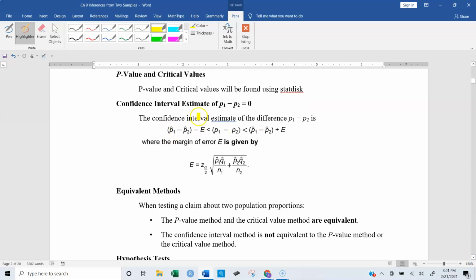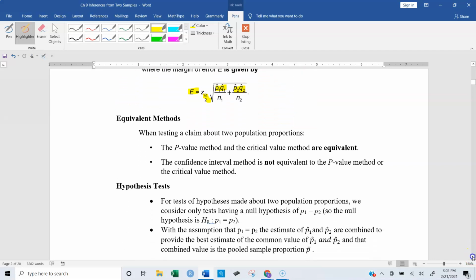All right, we're going to do a p-value and a critical value, both using StatDisk. We will also use a confidence interval, again using StatDisk. Now, when you look at the confidence interval, it's going to be p̂1 minus p̂2 minus the error, then your actual population 1 minus population 2, not your sample, and then your samples plus your error, nothing different. Okay, our error again can be found by z sub alpha over 2, and you're looking at your probability of success and failure in each population. Again, we will be using StatDisk.